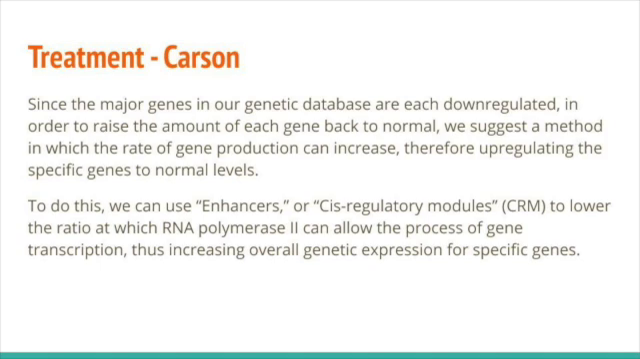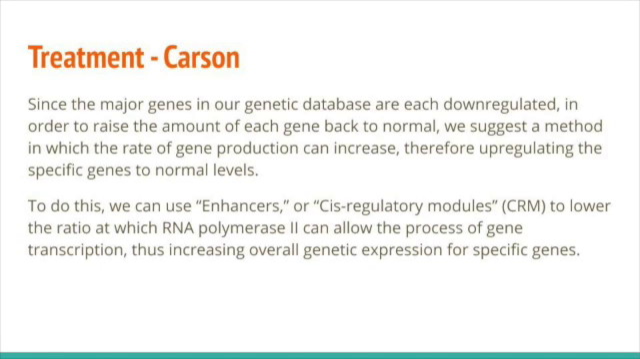As far as treatment, I discussed what the current treatment is earlier. Now I'm going to talk about what we think the treatment should be geared toward based on this data. As you can see here, these major genes that we talked about are all downregulated. So in order to raise the amount of each of these genes back to normal, we would suggest a method by which the rate of gene production can increase and therefore upregulate the specific genes to normal levels. And being college students, we don't exactly have the correct answer for that, although I do think that that's the direction it should be going.